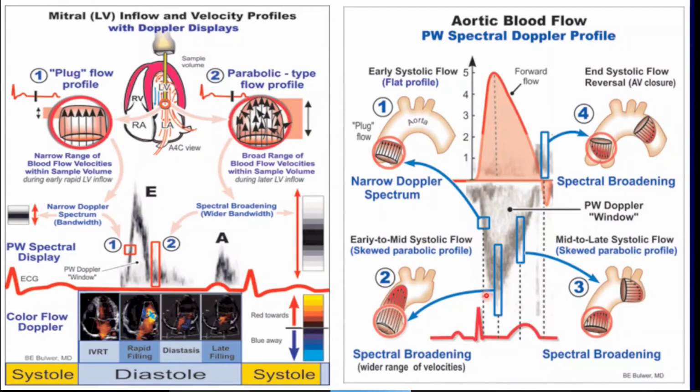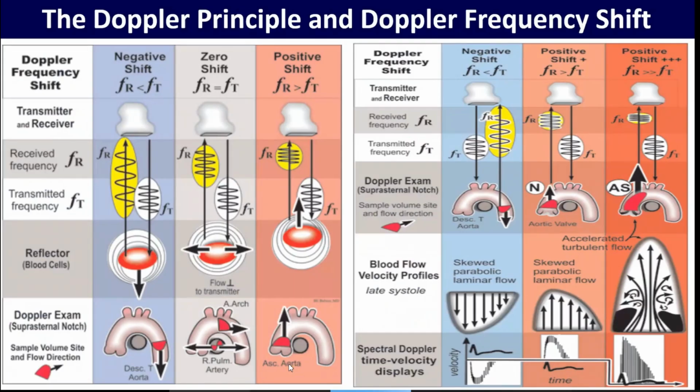This is the systole. So this is the pulse wave Doppler across the aorta. Coming to this, we already said the Doppler principle and Doppler frequency shift. Doppler echocardiography is based on the principle that there is a change in frequency of the received echoes. This is the received echoes and this is the transmitted echoes.